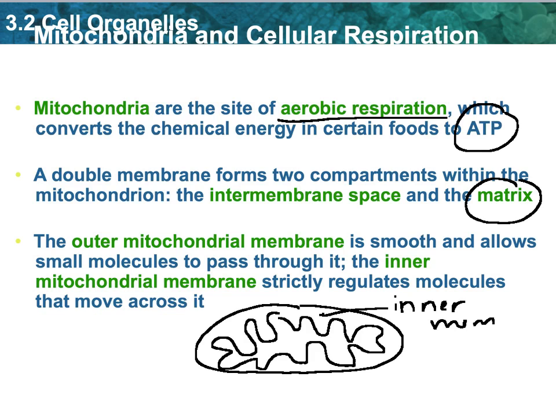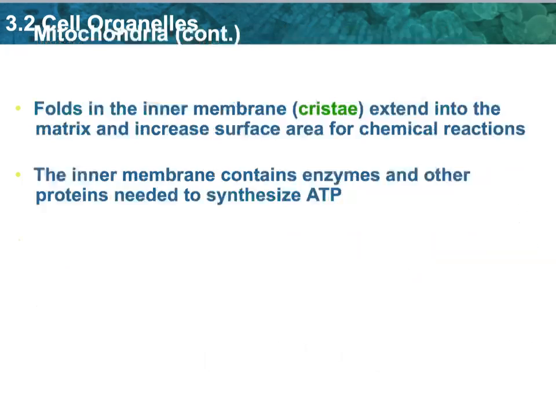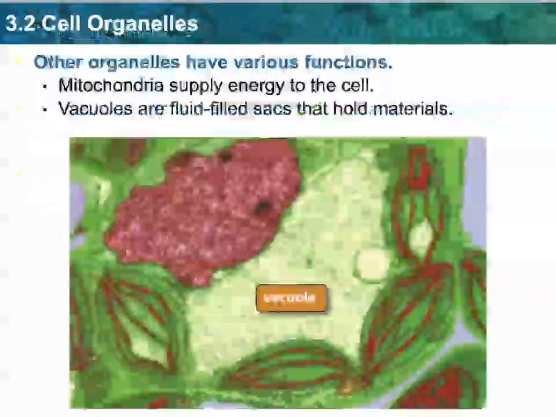Inner membrane. And this is the matrix. Not where Neo is. That's a movie. Right? So it's not there. The folds are called cristae. Don't worry about that. I'm not going to ask you anything about that one. And the inner membrane is where the ATP is made. That's going to be really important when we get to that chapter, which is the next chapter.